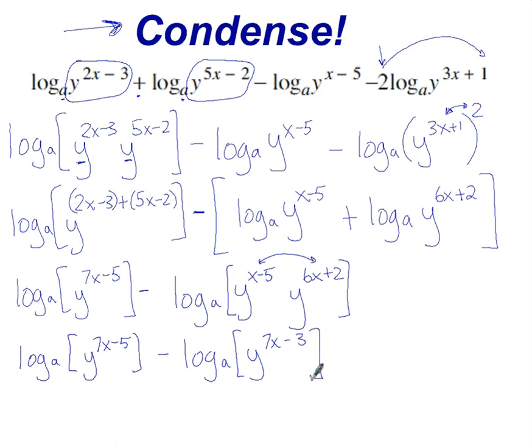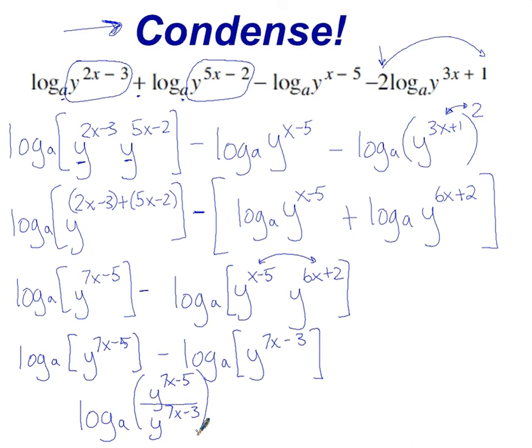Okay, almost there, folks. All we've got is this one last subtraction sign right here. That's going to be the quotient law. So we're going to finally change this into another logarithm, just one log. That's what we wanted in the first place. With this subtraction, we change it into a quotient. This will be the numerator and this will be the denominator. So we have y^(7x−5) over y^(7x−3). Okay, look, we've condensed it down into a single log.